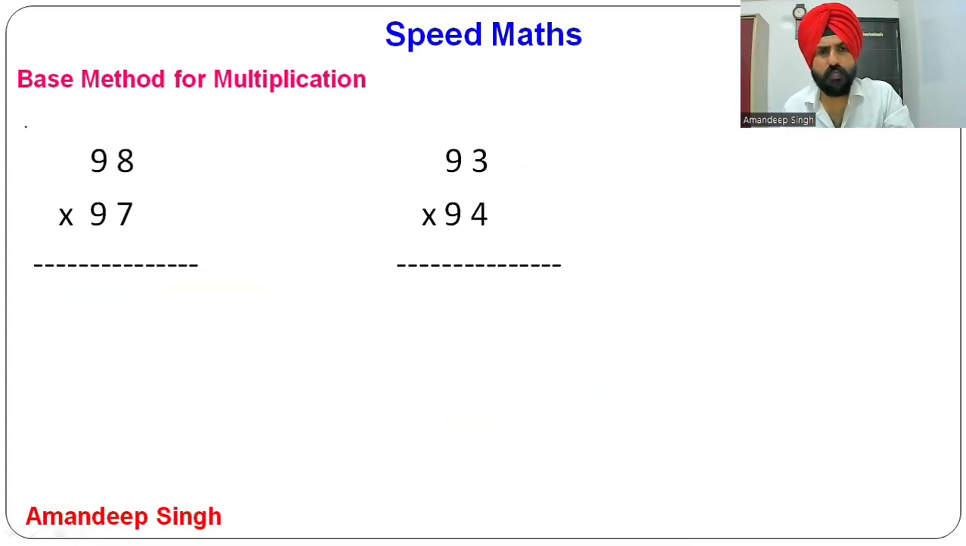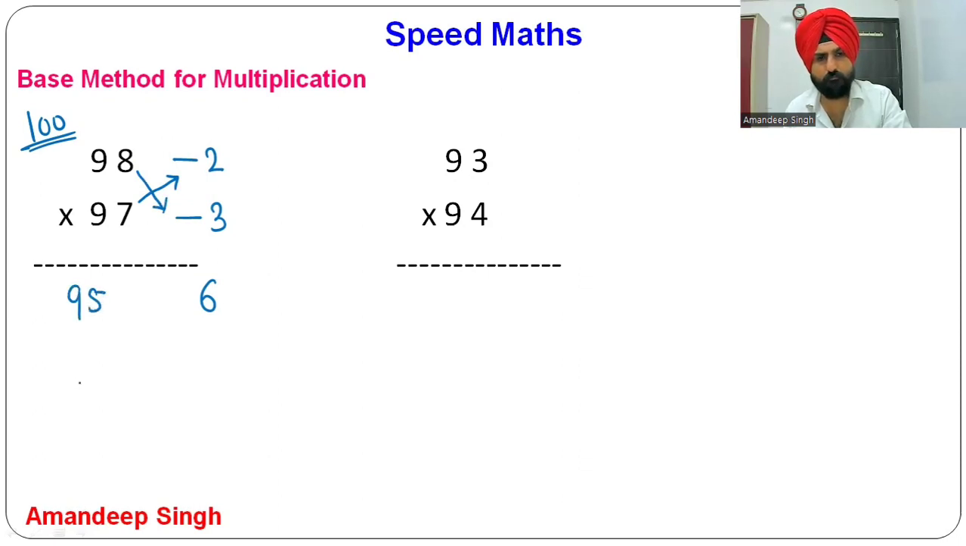This one is again the same thing, the numbers are close to 100, but this time the numbers are less. So I will write -2 and -3, because 98 is 2 less than 100 and 97 is 3 less than 100. Multiplication of -2 and -3 will give me +6. What is 97 minus 2? It is 95. What is 98 minus 3? It is again 95. So 95.